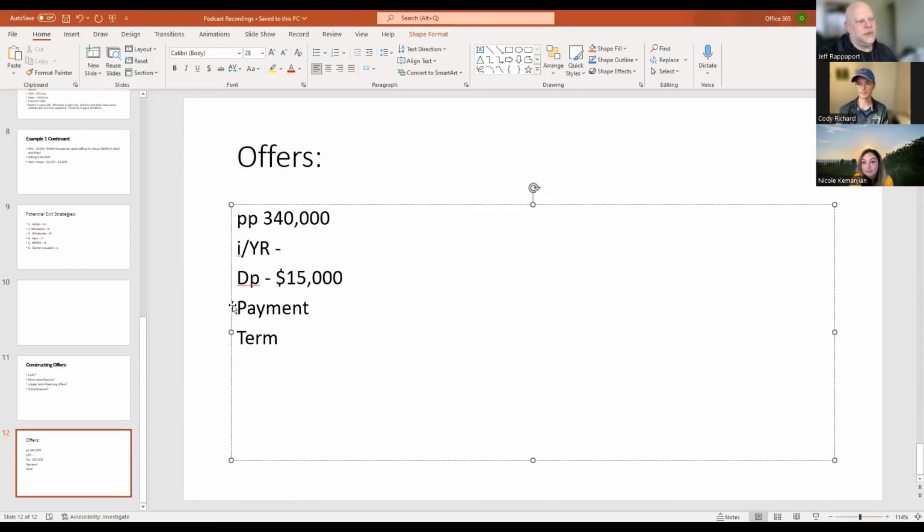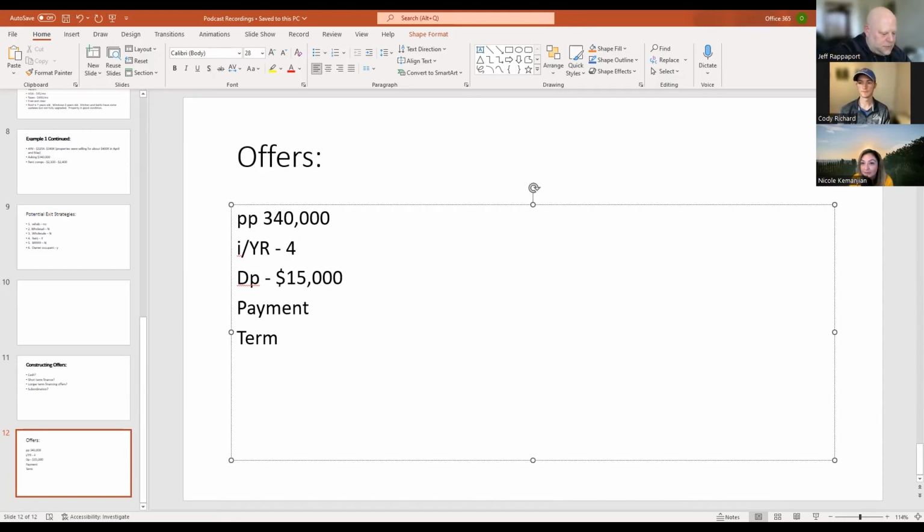What kind of interest do we want to offer? Well, we don't want it to be what we can get at the bank. So, I don't know, 4%.